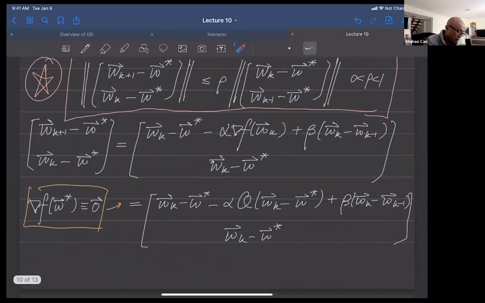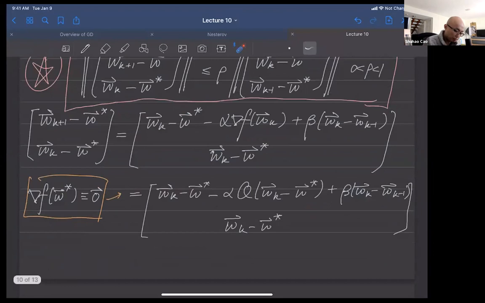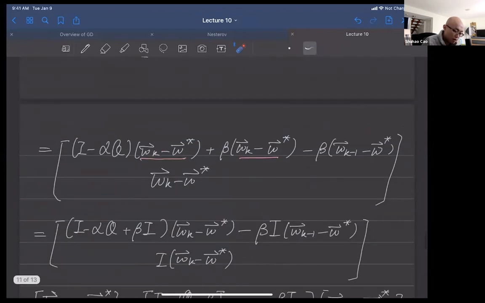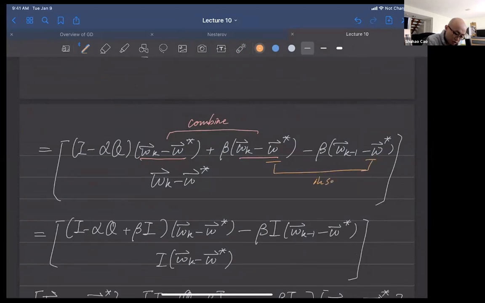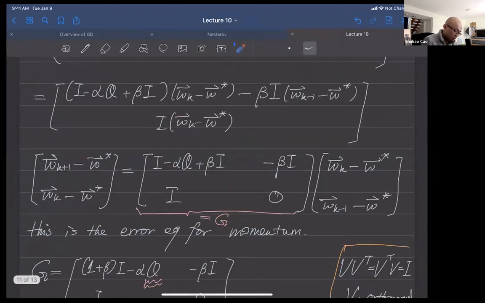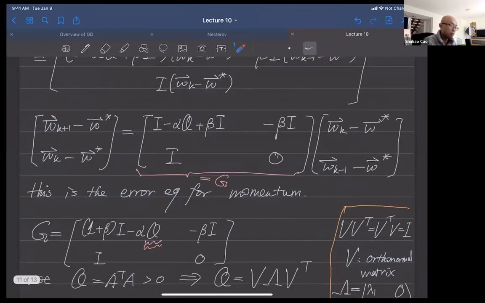Then we rewrite and replace the formula. We make use of the fact that this one is zero, so we can insert the W star here, and then make some further splits. For this term, we insert W star and combine. It's like we subtract and add at the same time, which doesn't change our formula overall. Then we reach this part. Finally, this is our matrix form error equation, the error equation for momentum.